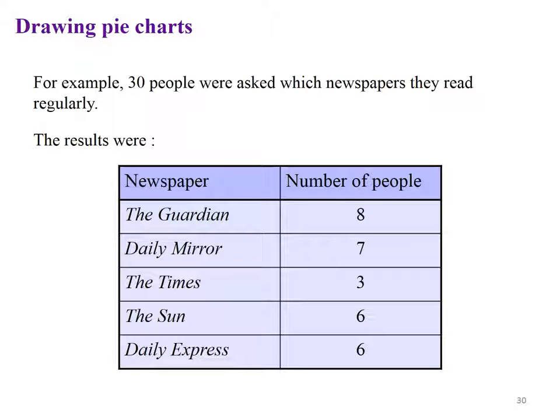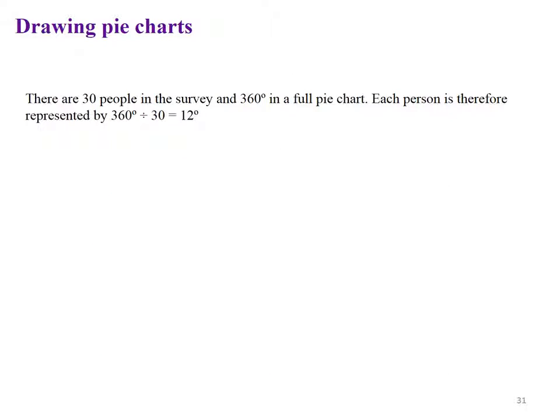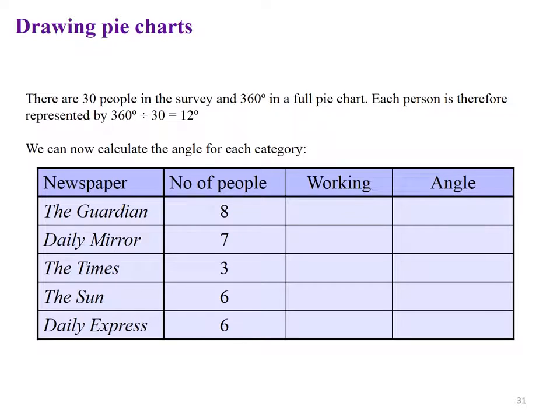Suppose you want to draw a pie diagram. Now I am going to explain a simple example. For example, 30 people were asked which newspaper they read. So we have different newspapers and the corresponding number of people. To draw the pie diagram, first we have to find the total number of people and also calculate the corresponding angle, how many degrees. The total is 360 degrees, so we calculate how many degrees each corresponding number of people represents.